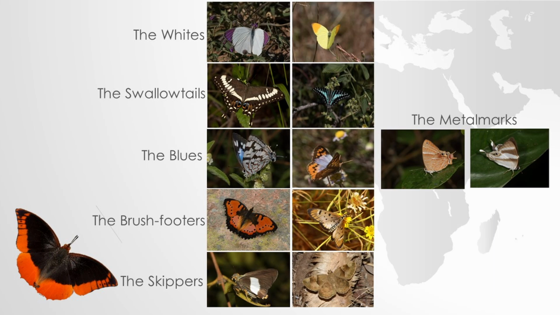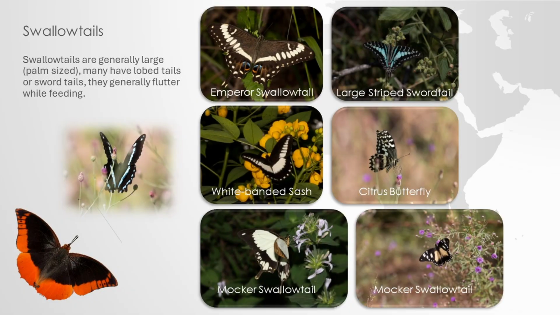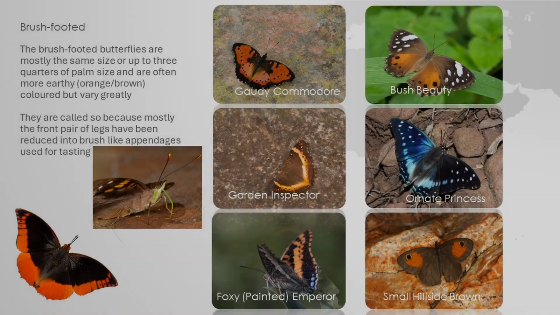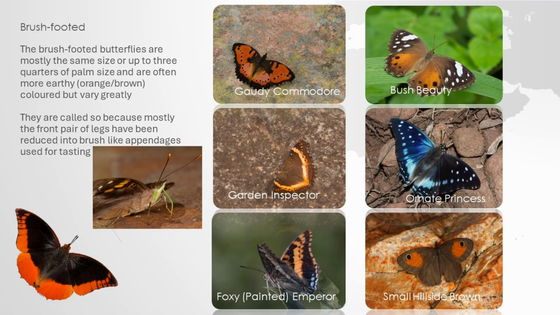A very general description for these are: the swallowtails are generally large, palm-sized. Many have lobe tails or saw tails, and they generally flutter while feeding. The whites are generally white or yellow, often feed on flowers, and are typically half-palm size. The brush-footed butterflies are mostly the same size or up to 3/4 of palm size, and are often more earthy, orange-brown colored, but vary greatly.